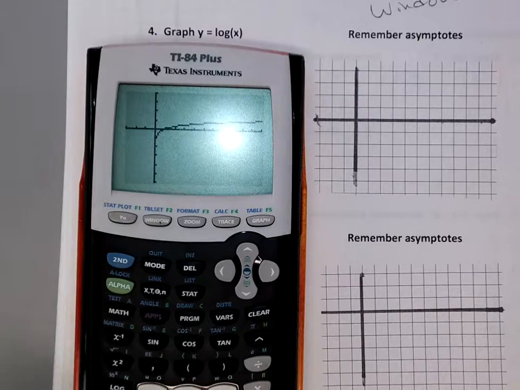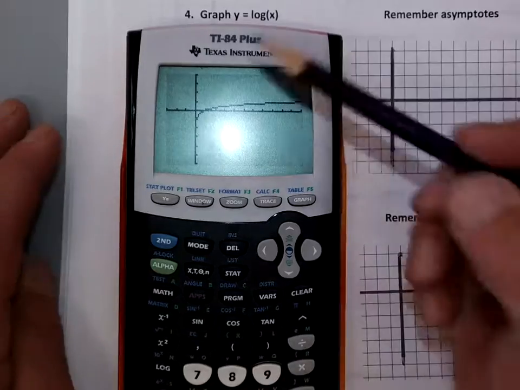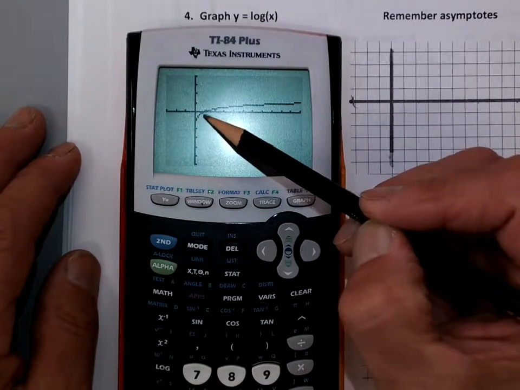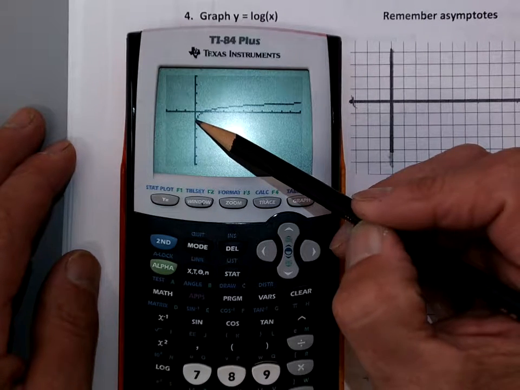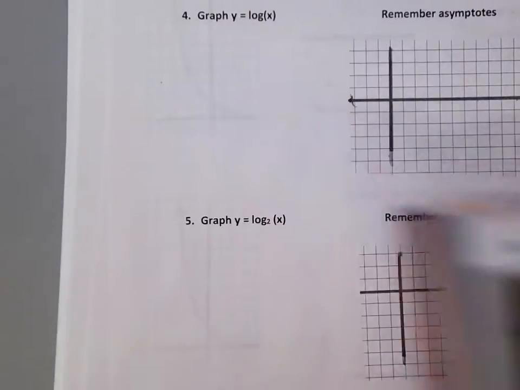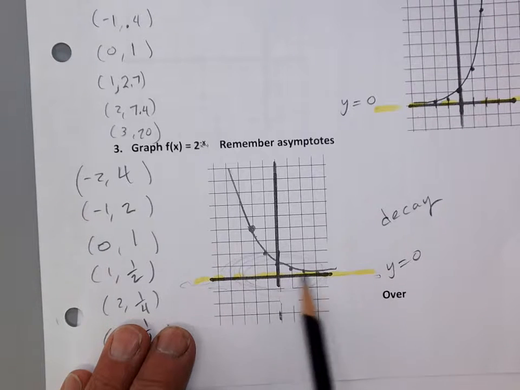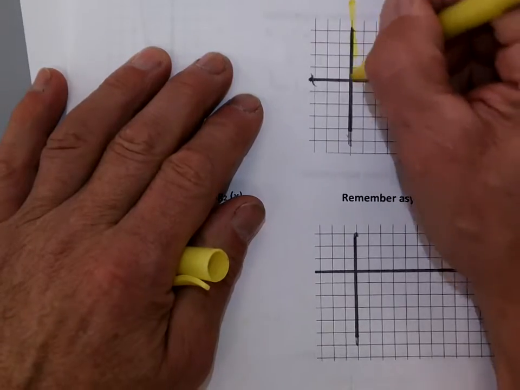Now, what's going on? Are we looking right here? Does it touch right there? No, it doesn't. Because it's the opposite of these, because they're inverses. So instead of a horizontal asymptote, since they're opposites, they're inverses of each other, you're going to have a vertical asymptote right here.